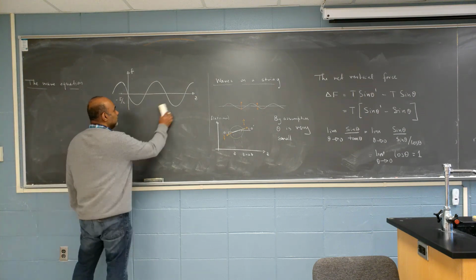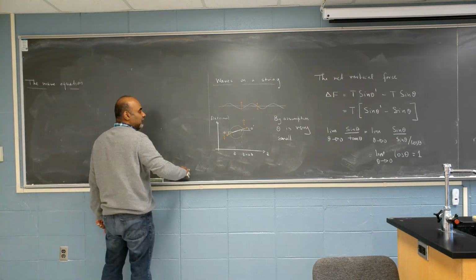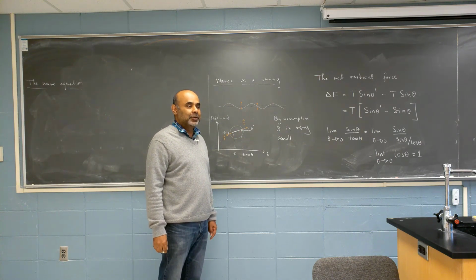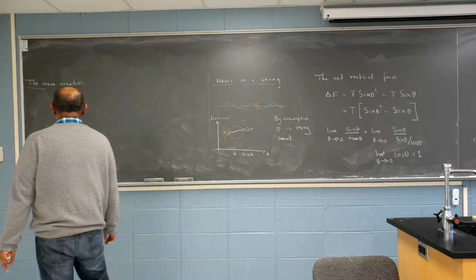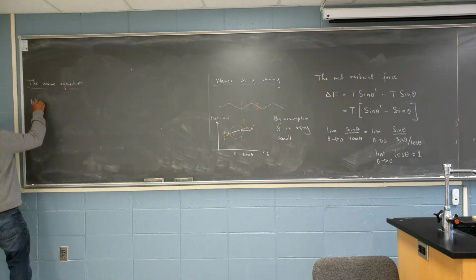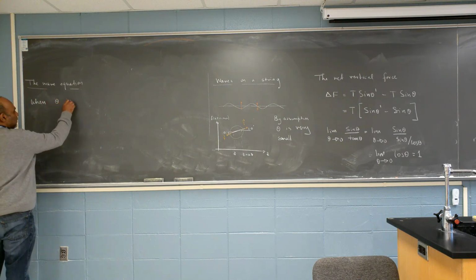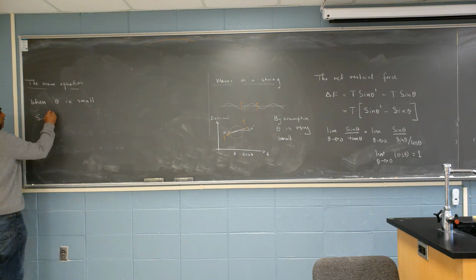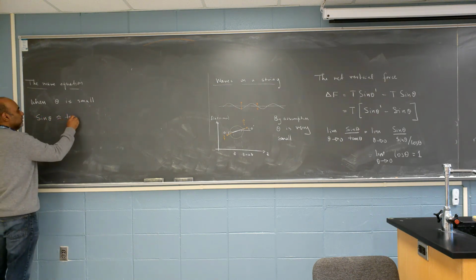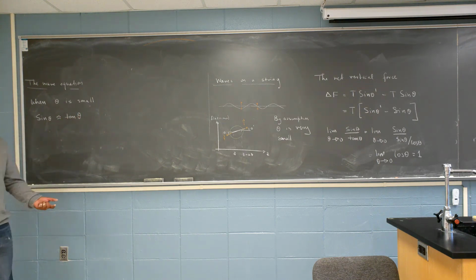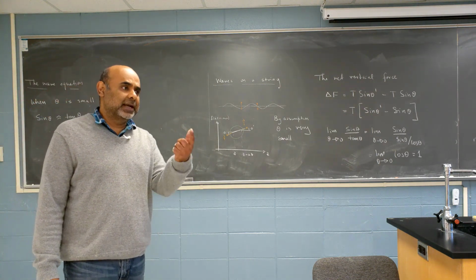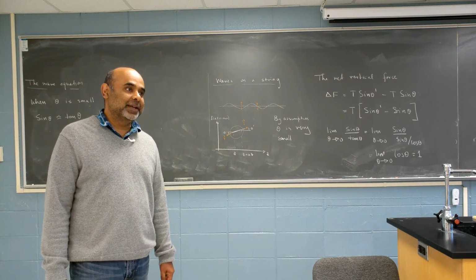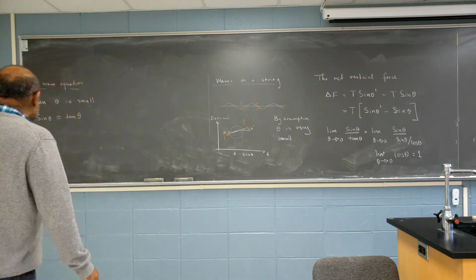So what I'm going to do, if theta is going to be very small and sine theta over tangent theta is equal to 1, what can I conclude? Sine theta is approximately equal to tangent theta. You can try it in your calculator. As a matter of fact, sine theta is approximately equal to theta, because you have another limit: sine theta over theta equals 1.